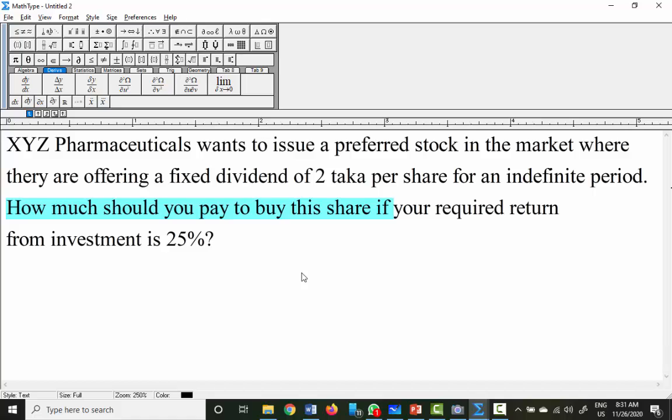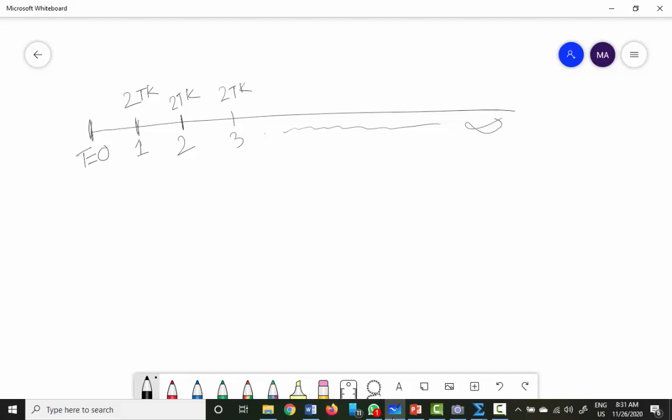Right. So let me show you the timeline. Right, so if I draw the timeline, this is the timeline. So as you can see, this is period 0. After first year you will get 2 taka. After second year you will also get 2 taka. After third year you will also get 2 taka, and like that way till infinite period.